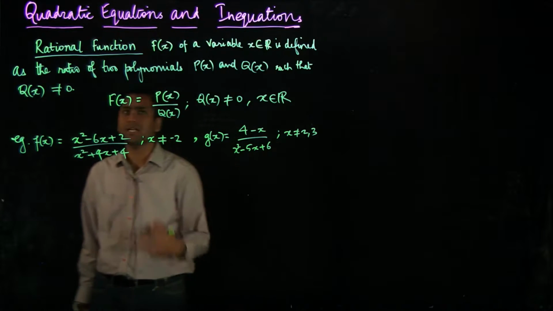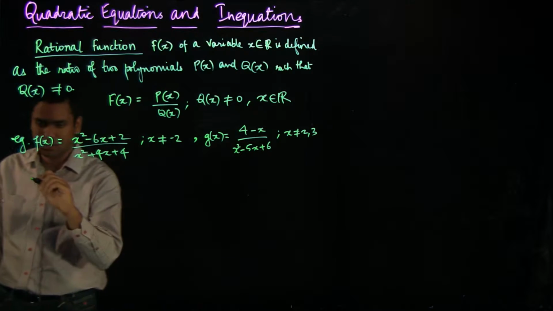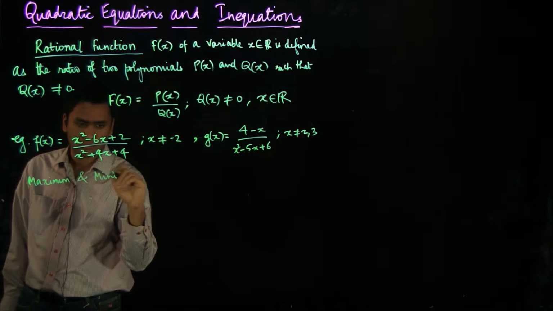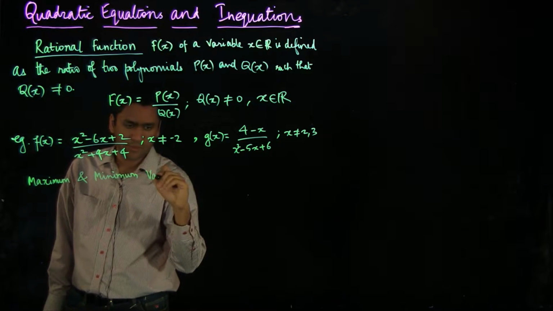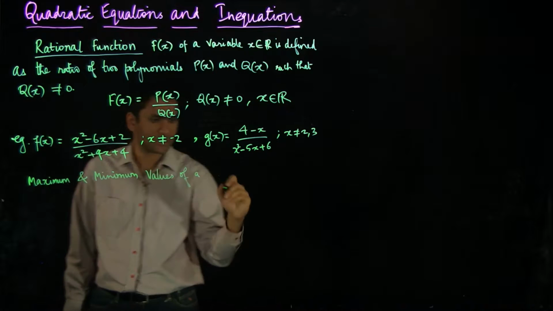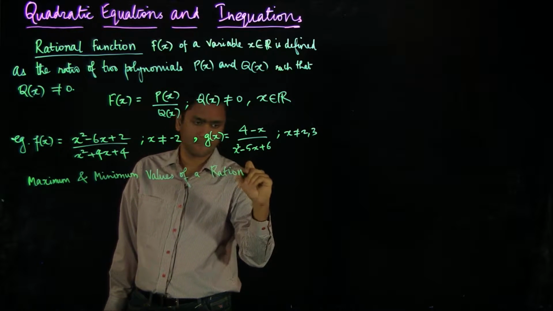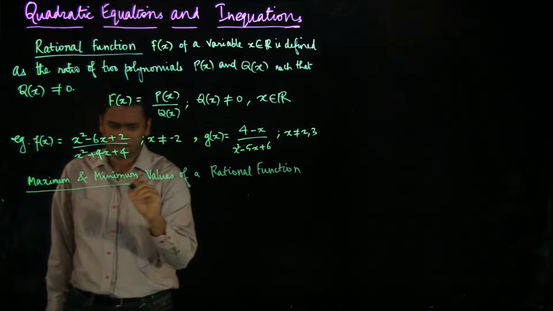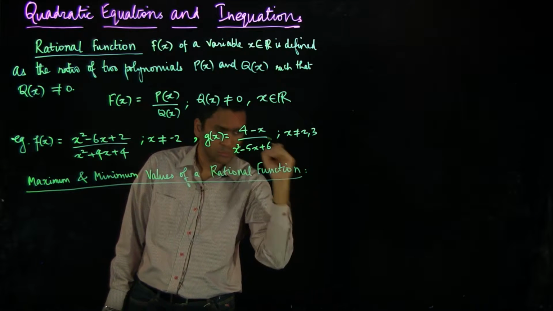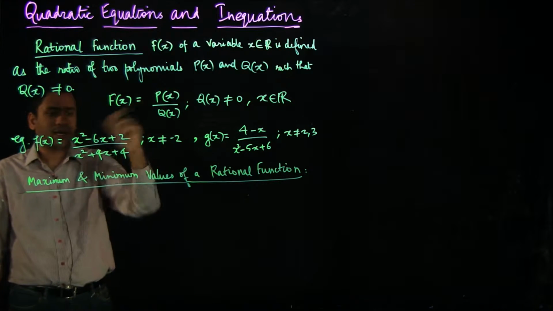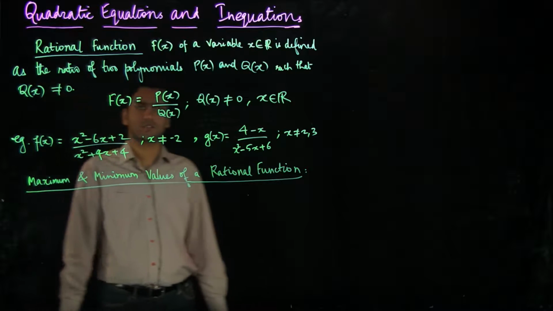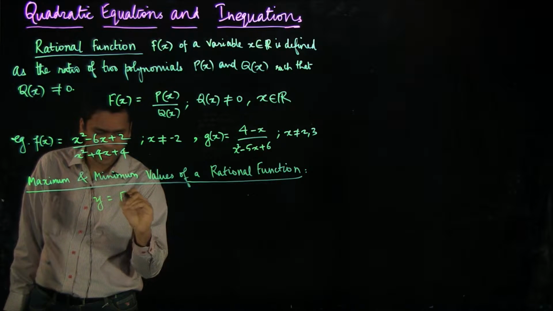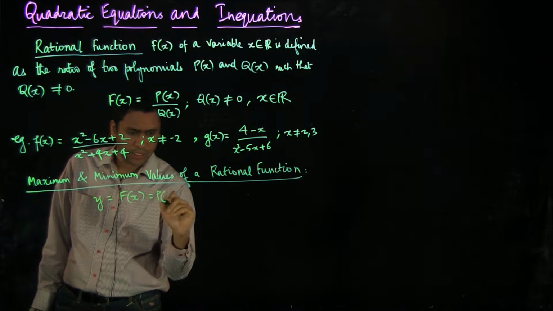So these are two examples of rational functions. Then we can talk about the maximum and minimum values of a rational function. So we know that f(x) is the ratio of two polynomial functions. It is p(x) over q(x). So then let y equals f(x) equals p(x) over q(x).